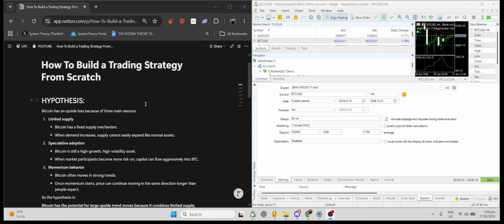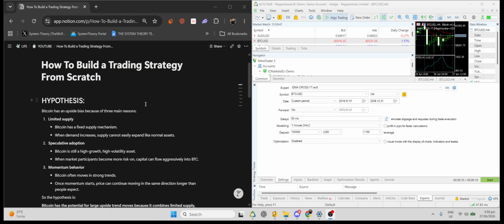Today I will show you how to build a trading strategy from scratch without using any complicated software. I will show you the manual process so everyone can understand, and this is exactly what I use to build my systems basically. Now we'll try to build a long-only system on Bitcoin, and let's start with the hypothesis.